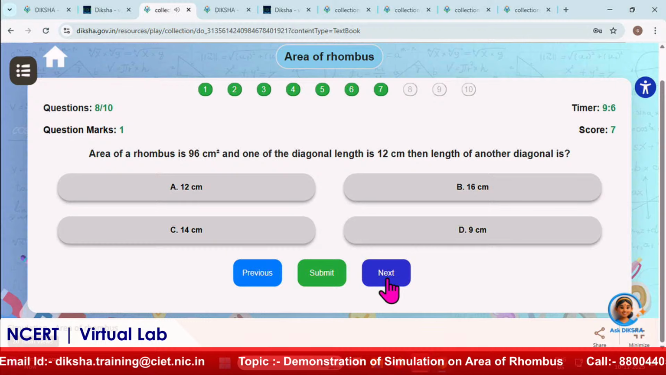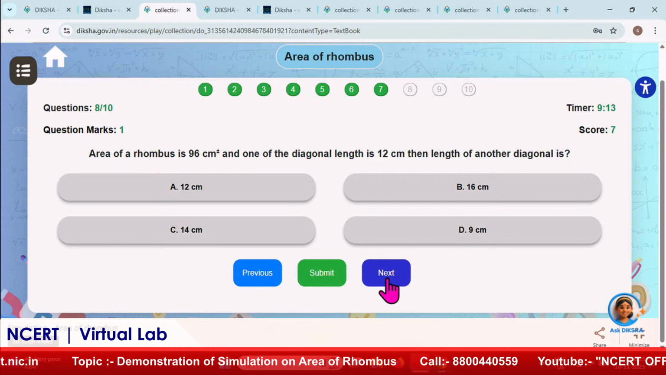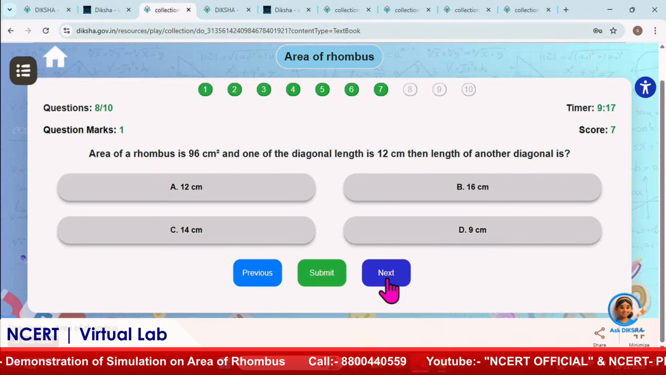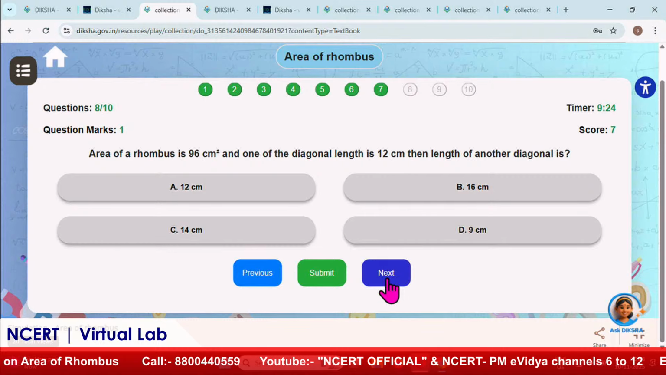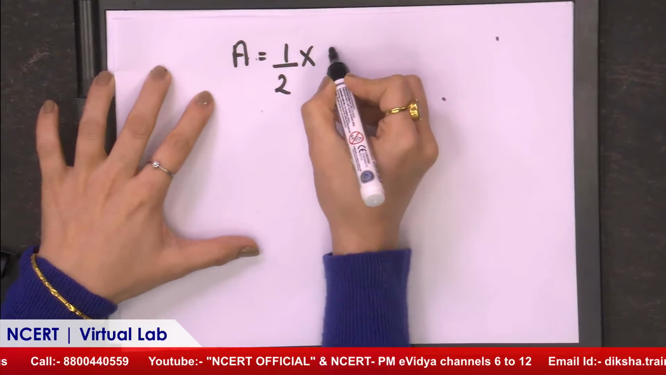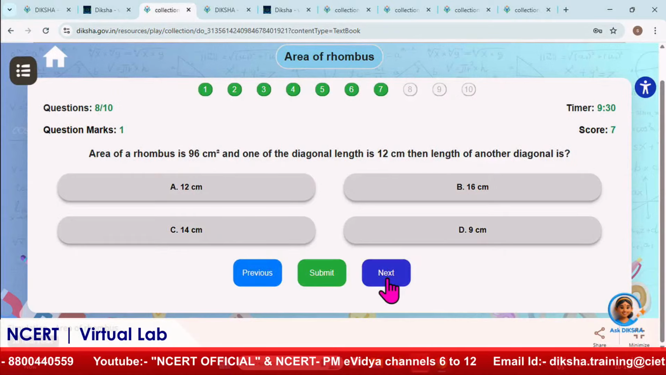Again the next question: the area of a rhombus is given, one of the diagonals is given, and you have to find the other diagonal. We don't do anything else, we just write the formula, put the values in the formula and find the other diagonal. So what is the formula? This is 1 by 2 into the first diagonal and the second diagonal, D1 into D2.